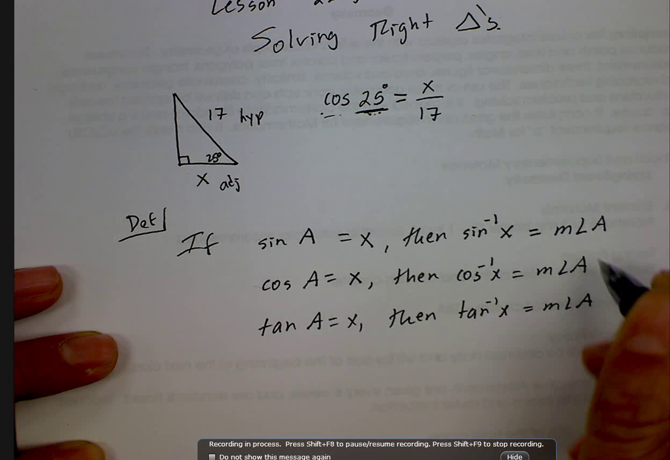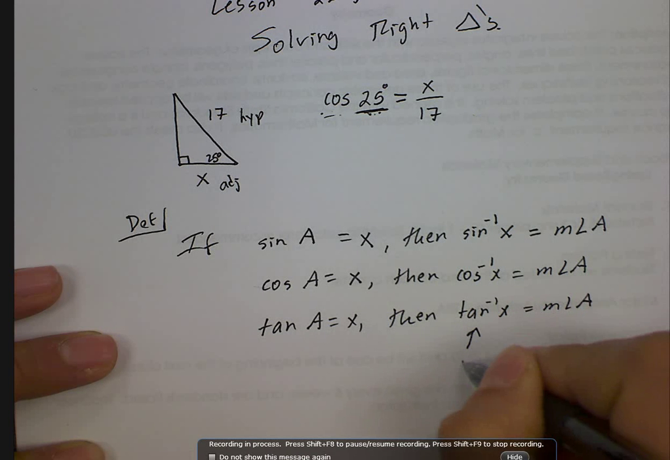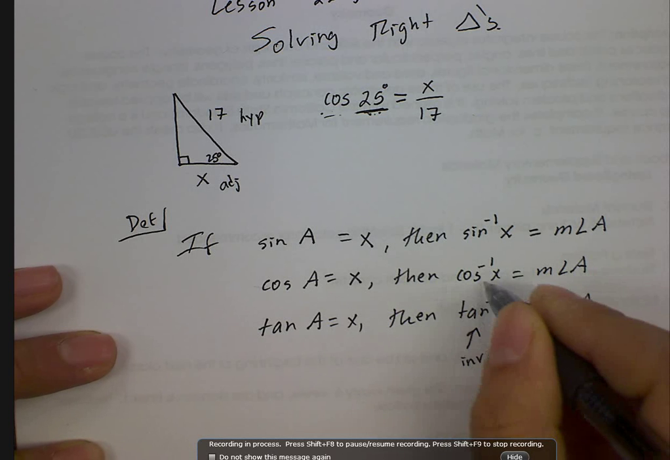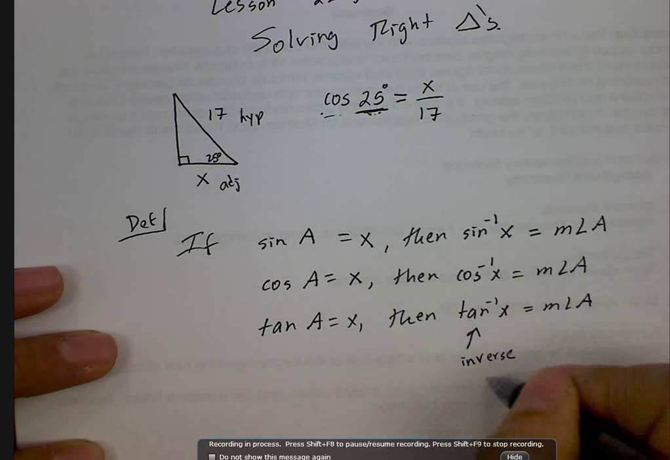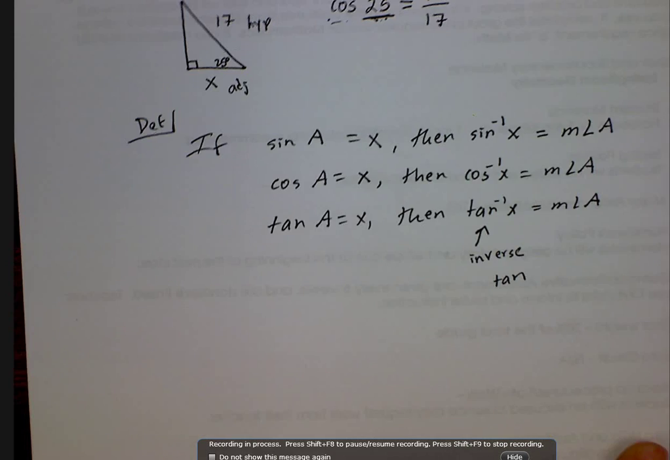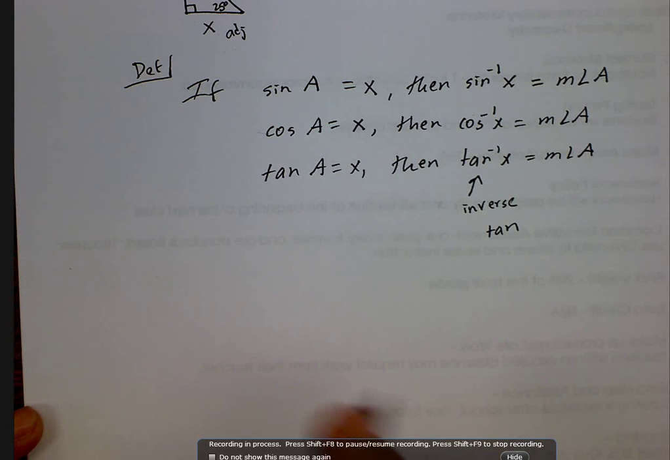Now, remember that we say inverse. So you can say inverse tan, inverse cosine, or tangent inverse. So that's the way it's written. So let's go ahead and do a few examples using the calculator.